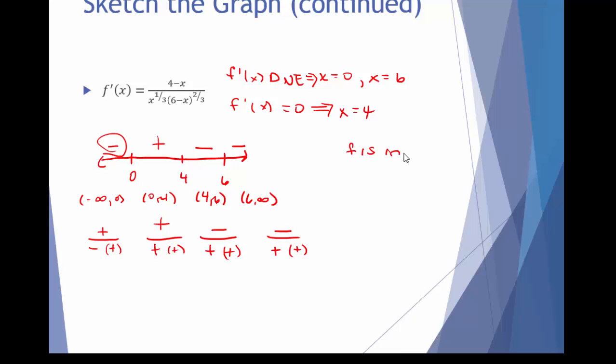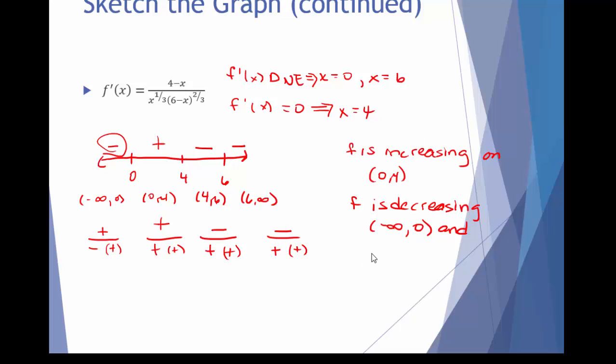F is increasing anywhere my first derivative is positive. So that's going to be on 0 to 4. F is decreasing where my first derivative is negative. So that's going to be from negative infinity to 0. And now you need to think about this for a second. You have a choice to make when you see these two intervals next to each other and the first derivative does not change sign. You need to choose.